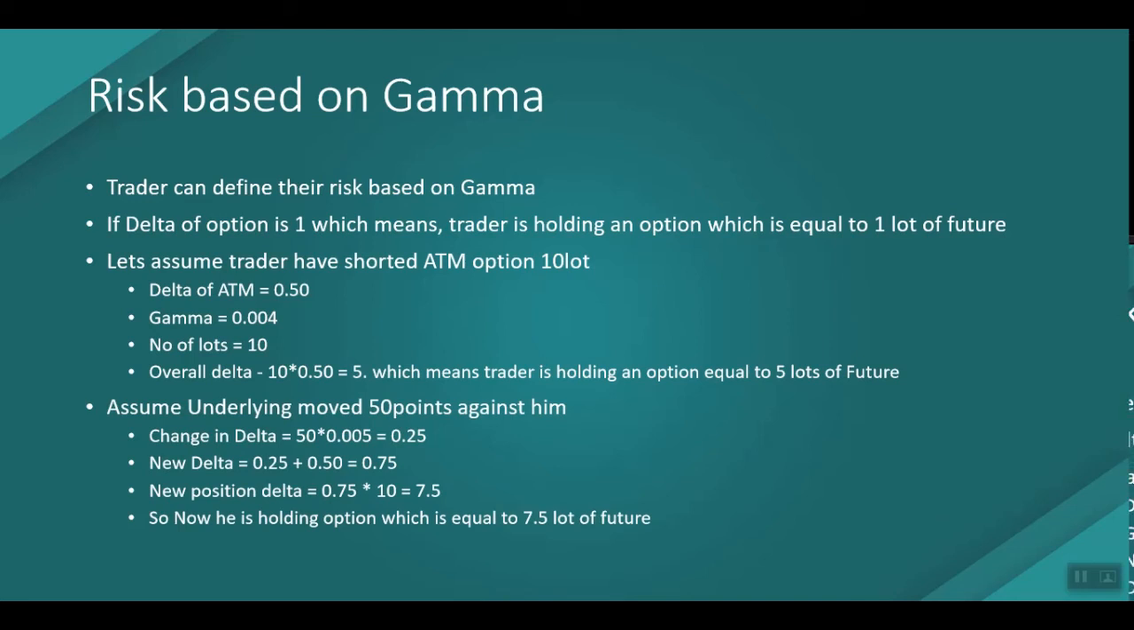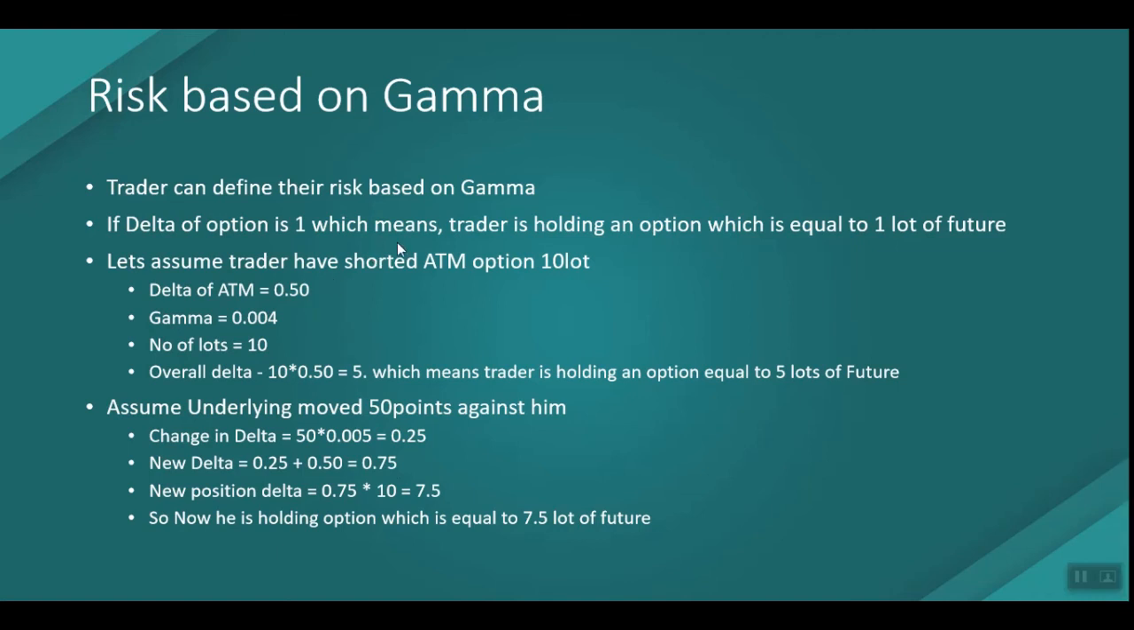So now assume that the stock has moved 50 points against you. You have shorted the Nifty call option, let's assume, so the Nifty started moving up, and then your position will start losing money. Now you can see that the change in delta will be 50 into 0.50 into... the movement of the stock is 50 points, and the gamma value, let's assume, is 0.005. So you will have 0.25 as a change in delta. Okay, so the new delta now will be 0.75.